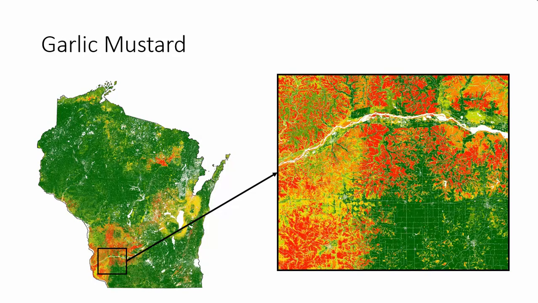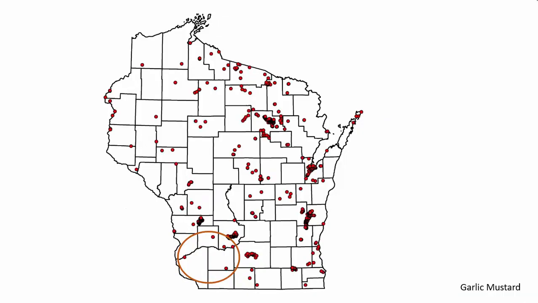In addition, I'm showing you garlic mustard here. We know that garlic mustard has a lot of suitable habitat across the state, and particularly in the southwest, the model has predicted a lot of suitable habitat, but again, we have this knowledge gap. So we're trying to focus in on reporting garlic mustard in these areas.